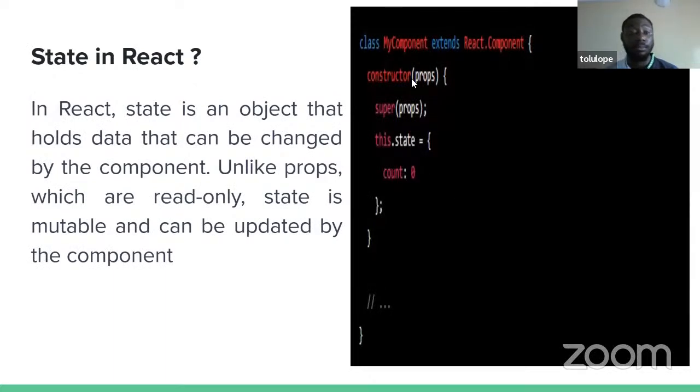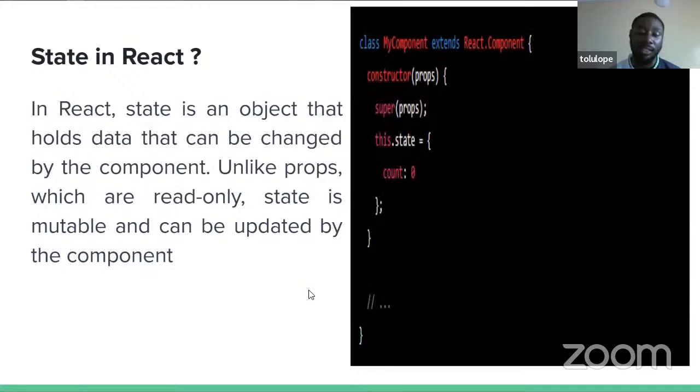States in React. In React, state is an object that holds data and can be changed by the components, unlike props, which are read-only. State is maintainable and can be updated by the components. Beside it is a simple illustration of what state looks like. They said state is an object.